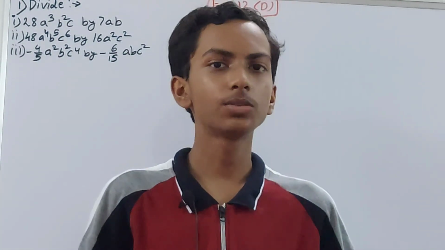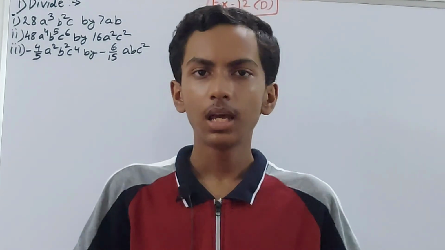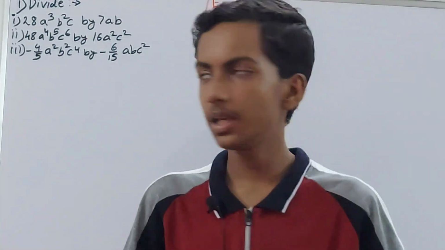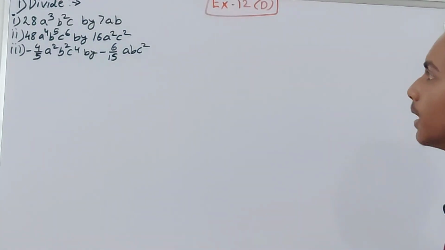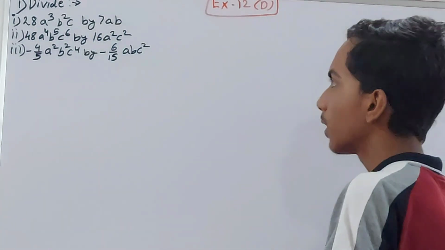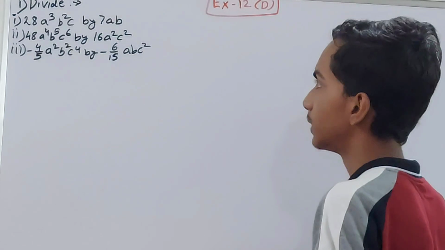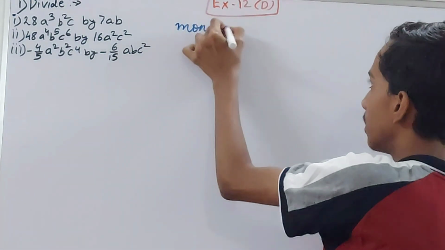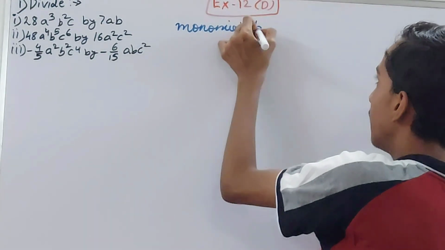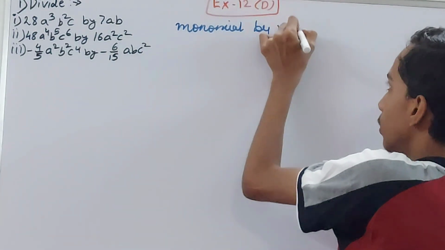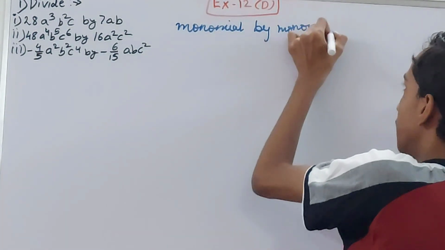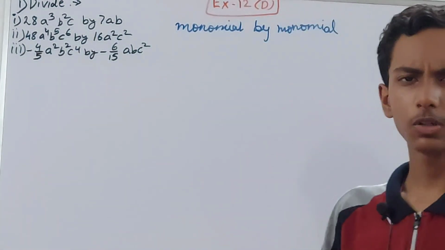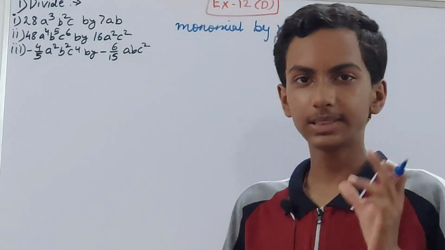In this video, we are going to solve ICSE Mathematics Class 8 Chapter 12 Fundamental Concepts and Operation Exercise 12D Question 1, that is divide. So we have to divide. Simple thing is we have to do divisions. We have to divide a monomial by a monomial. There are different types of division: monomial by monomial, polynomial by polynomial, and so on. This is the first one and the simplest one.